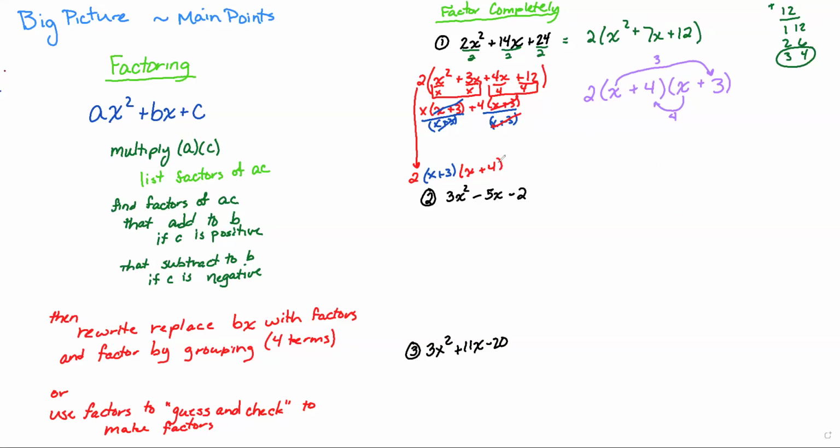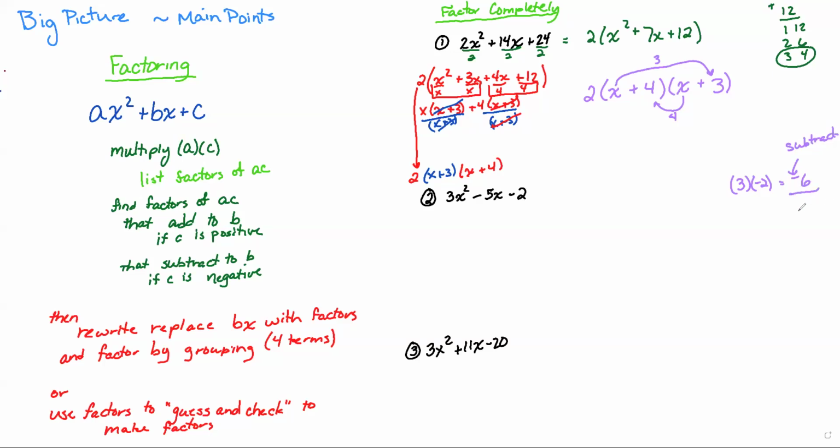Because that's how it's going to go. All right, so we're going to look at the next one. This one we have 3x squared minus 5x minus 2. So we're going to multiply the first and the last term, the 3 and a negative 2, which equals negative 6. This means, because it's negative, is subtract.